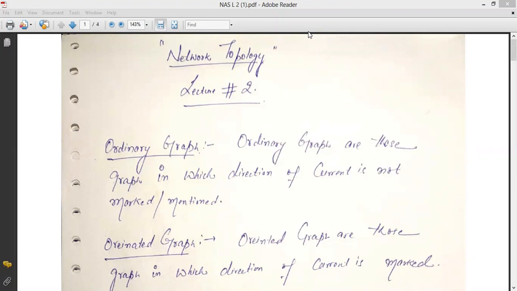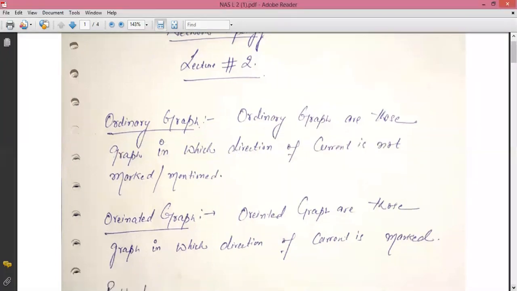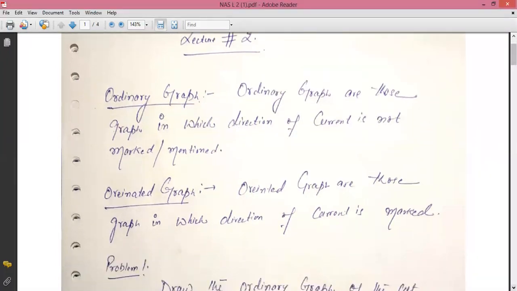I had already discussed that when you convert a circuit into a graph, there are two types of graphs available. One is called an ordinary graph and another is called an oriented graph. As written on your screen, an ordinary graph is a graph in which the direction of the current is marked, whereas oriented graphs are those in which the direction of current is not marked.